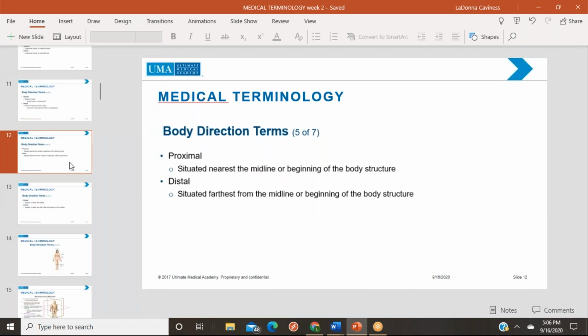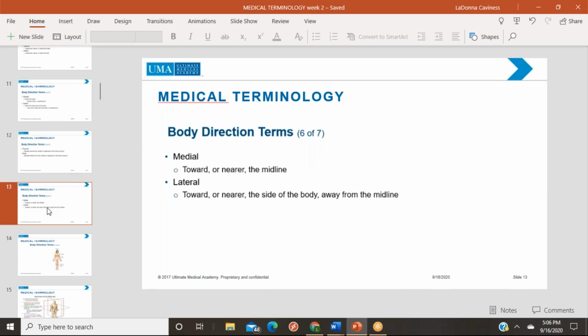Proximal is situated nearest to the midline or the beginning of the body structure. As for distal, it is situated farthest from the midline or beginning of the body structure. Medial refers to toward or near the midline. As for lateral, it refers to toward or nearer the side of the body away from the midline.